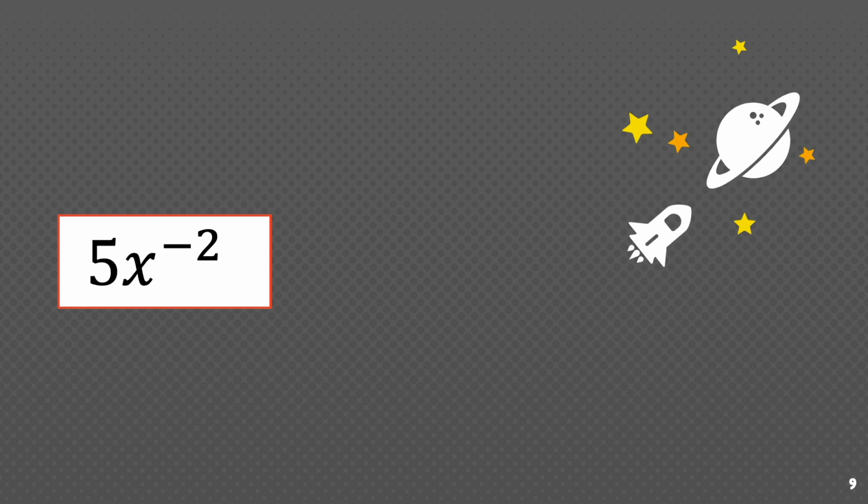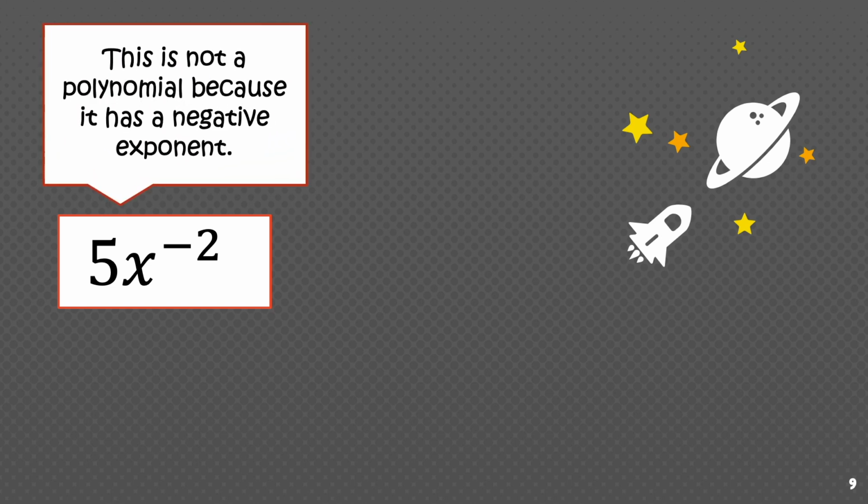Let's have our next given. 5x raised to negative 2. Notice that the exponent of variable x is negative 2. Therefore, this is not a polynomial.